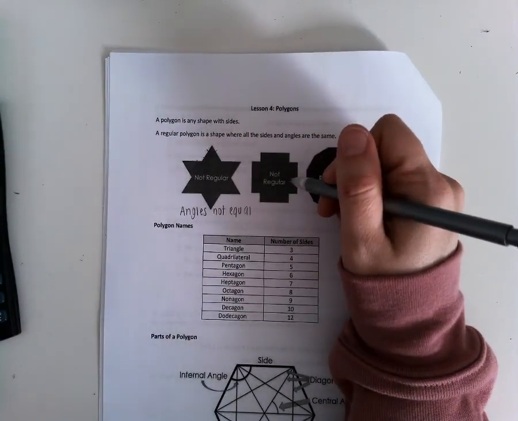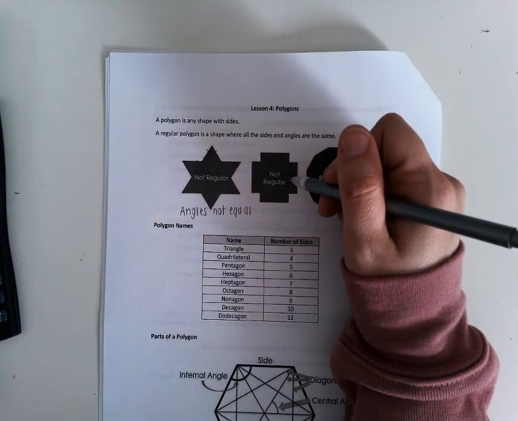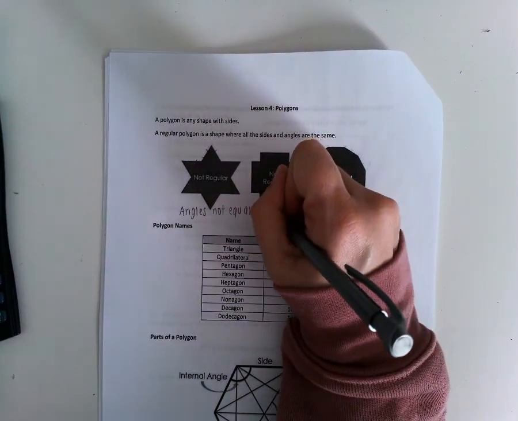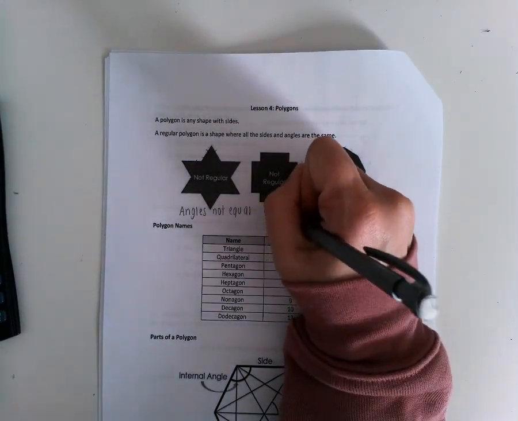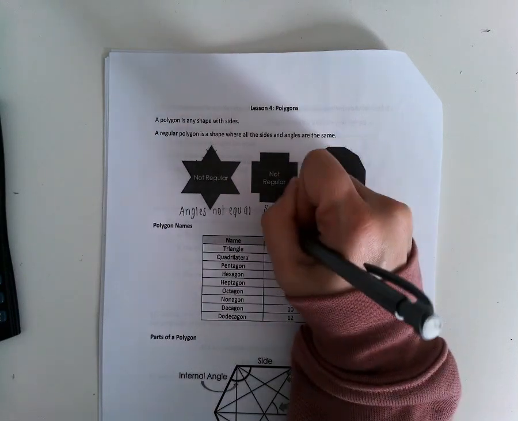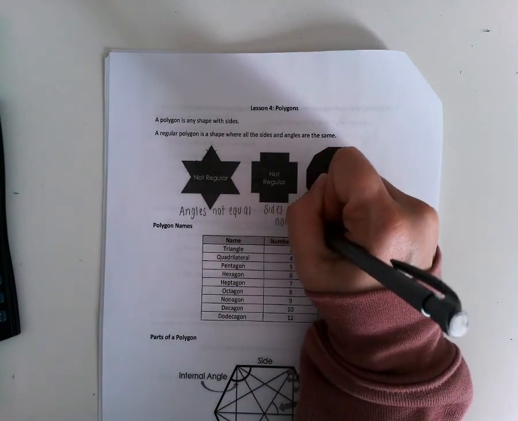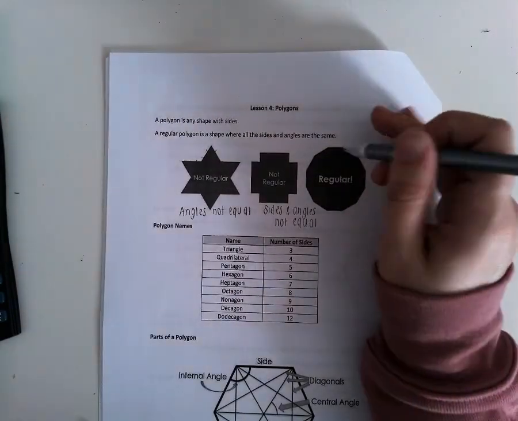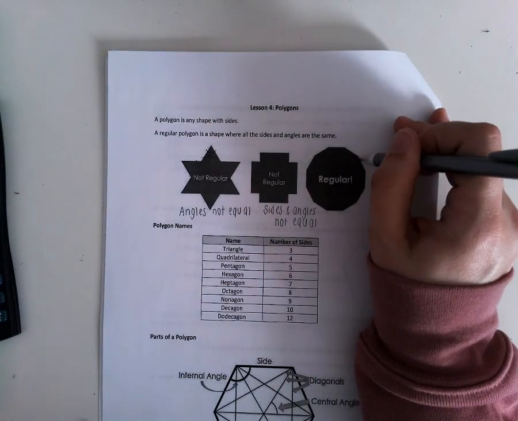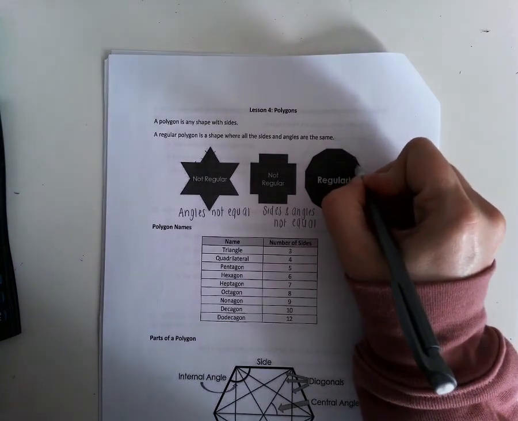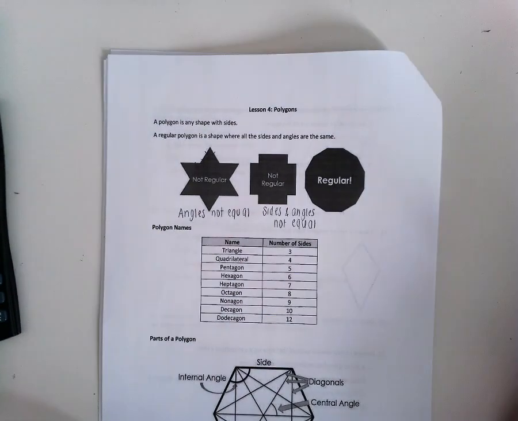This is not a regular polygon because, again, the angles are not equal, but also the sides are not equal. And this last one here is regular because you can see the sides are all the same, and if you look at any angle in here, they all appear to be the same. So this would be a regular polygon.